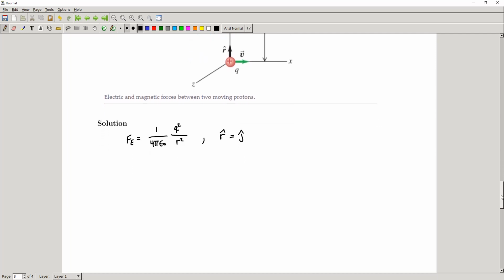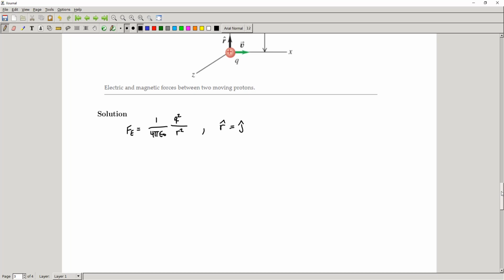Let's now take a look at the magnetic force that this top particle is going to experience due to the bottom particle. We're going to start with calculating the magnetic field produced by the bottom particle moving off to the right here. So we're going to have B. Using the expression we have above, B is going to be equal to mu naught over 4 pi times q v cross r hat over r squared.